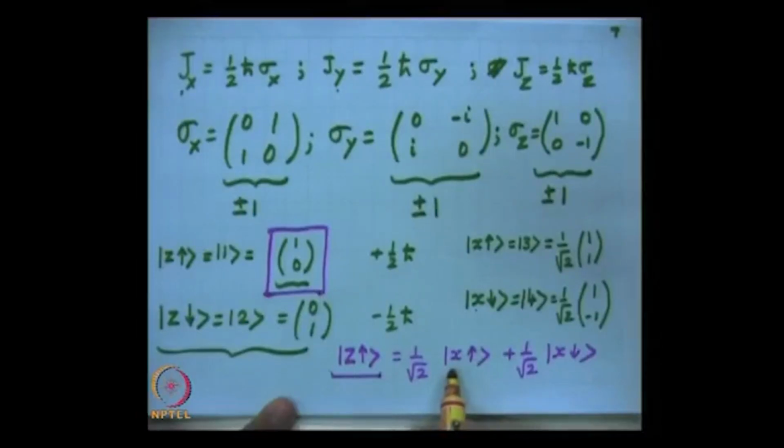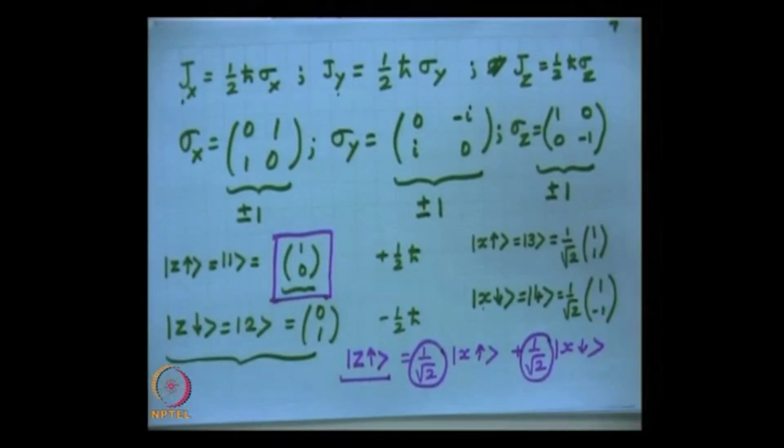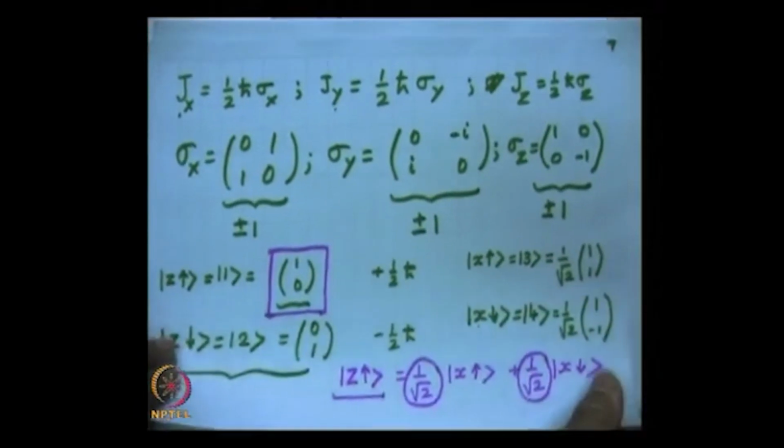If I now make a measurement of j x, then there is a half probability of finding it in the x up state and half probability of finding it in the x down state. I will illustrate this through an example, but a little later.